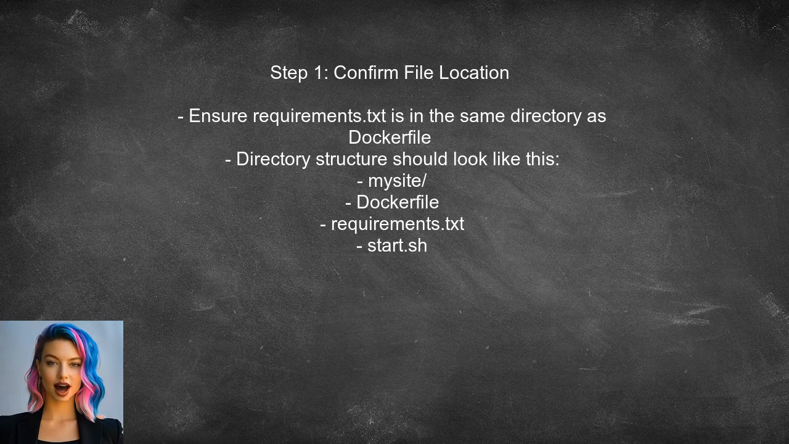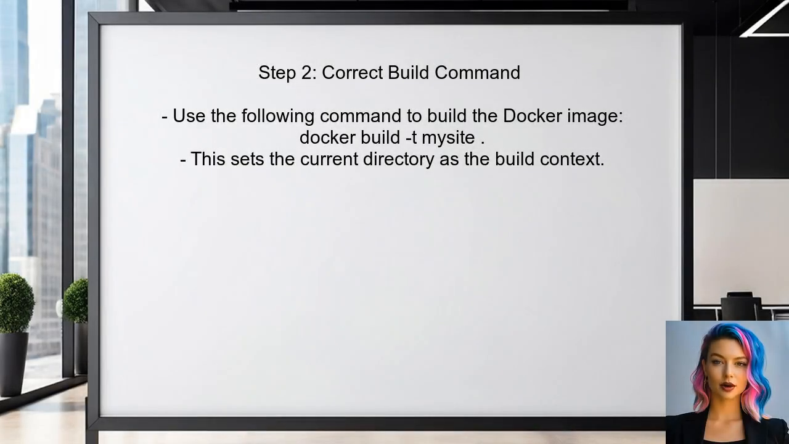First, the user should confirm that the requirements.txt file is indeed located in the same directory as the Dockerfile. This is crucial because Docker needs to access this file during the build process. Next, the user should check the command they are using to build the Docker image. Instead of using docker build -f Dockerfile, they should use docker build -t mysite . to specify the current directory as the build context.